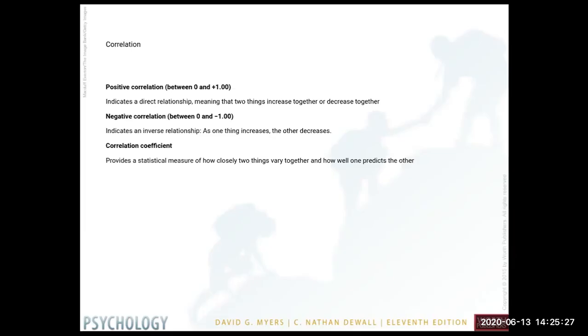So that correlation coefficient is a numerical measure of how closely two things vary together, or how well you can predict one from the other.